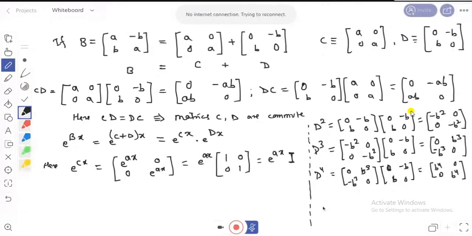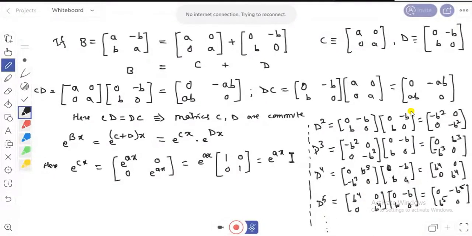Okay, so let us find one more term. What is D to the power 5? There is space, so let us find D to the power 5. So b4 0 0 b to the power 4, and here 0 b minus b 0, if we multiply here, this becomes 0 minus b5, here b to the power 5 and 0 and so on. Okay, and in this way you can find it.